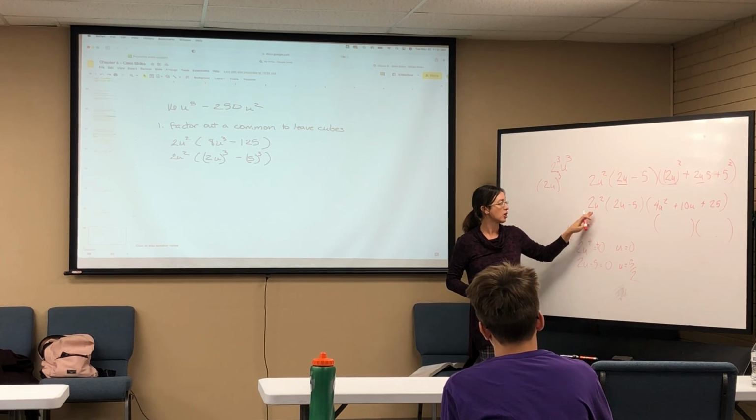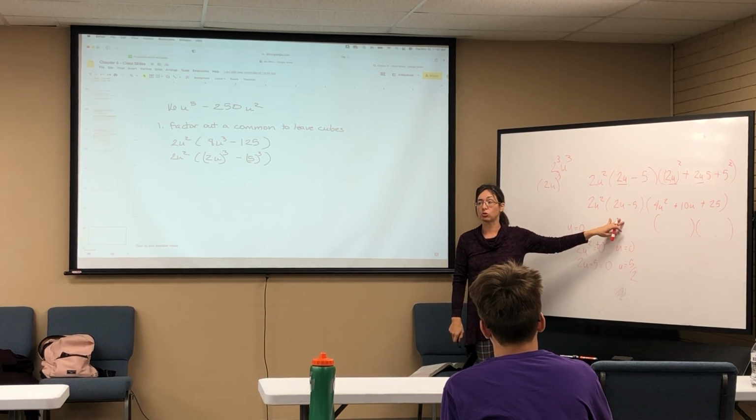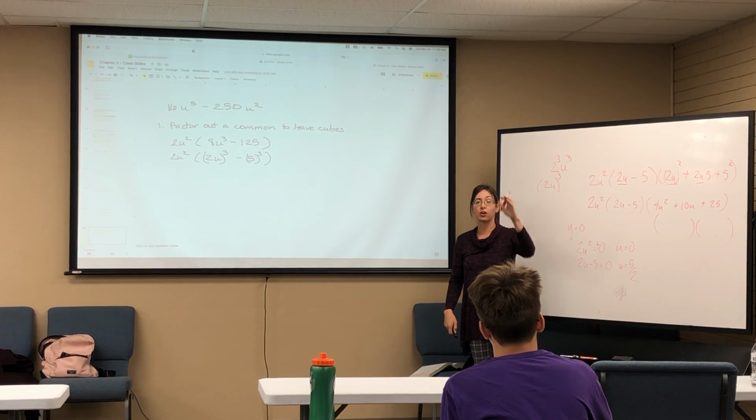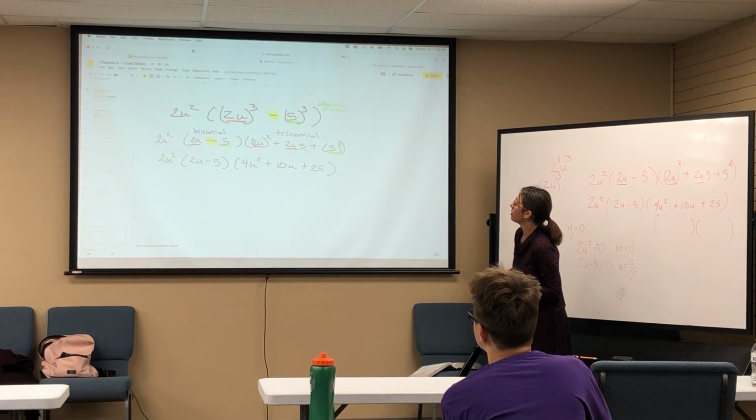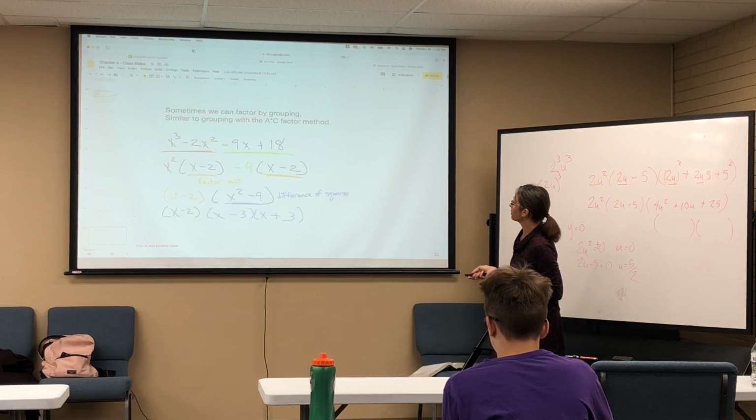A lot of times, your factor parts might not give you a solution. They might be the imaginary parts, and that just means it's turning, like we were looking on the graph, turning in places where it actually doesn't cross the x-axis. Again, that one worked out.